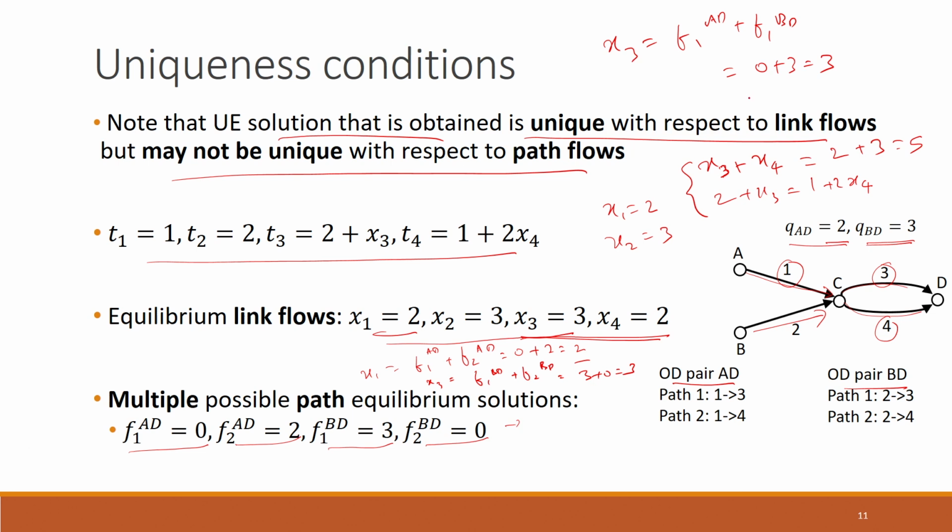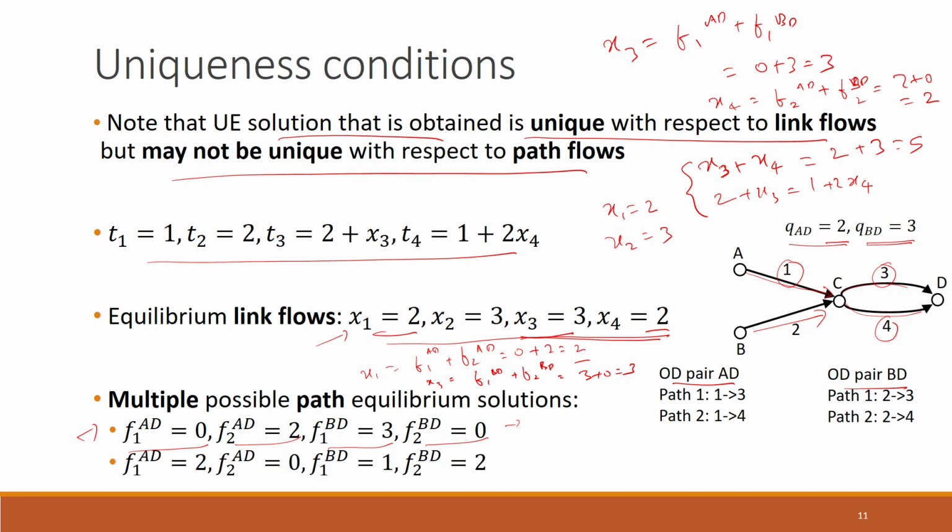Okay, what is the flow on the fourth link here? So, this is equal to the flow on the second path connecting A to D plus the flow on the second path connecting B to D. So, that is equal to 2 plus 0 equal to 2. Again this matches. Okay. So, this set of path flows results in these link flows. But then this is not the only set of path flows which will result in these link flows. Another such set is this here.